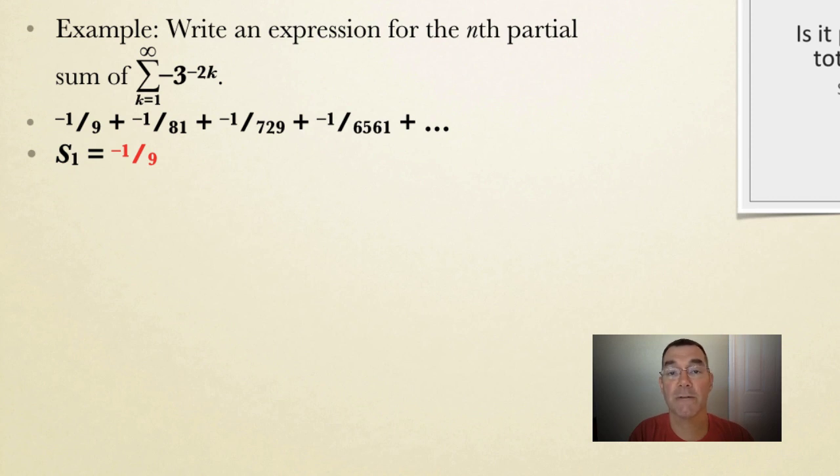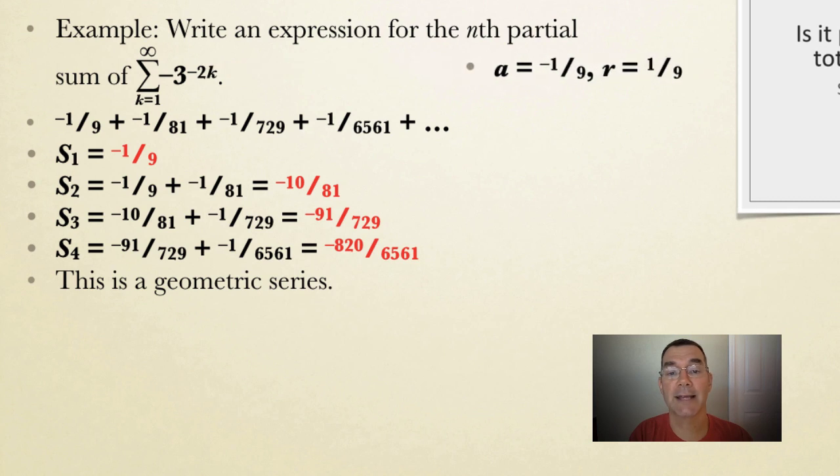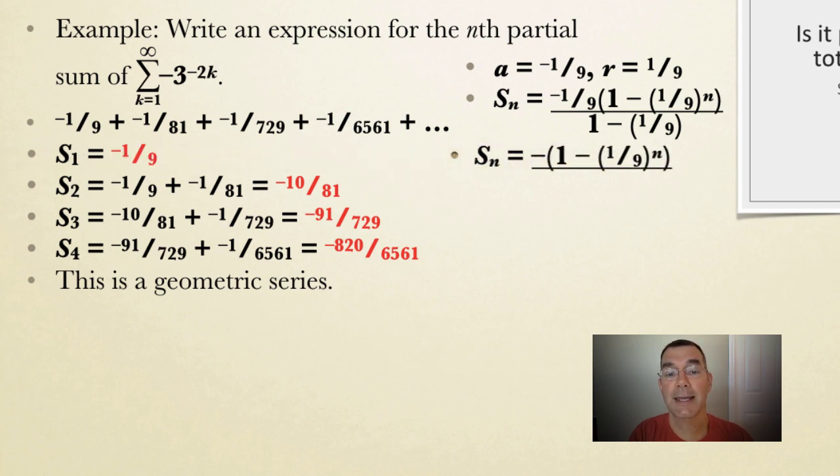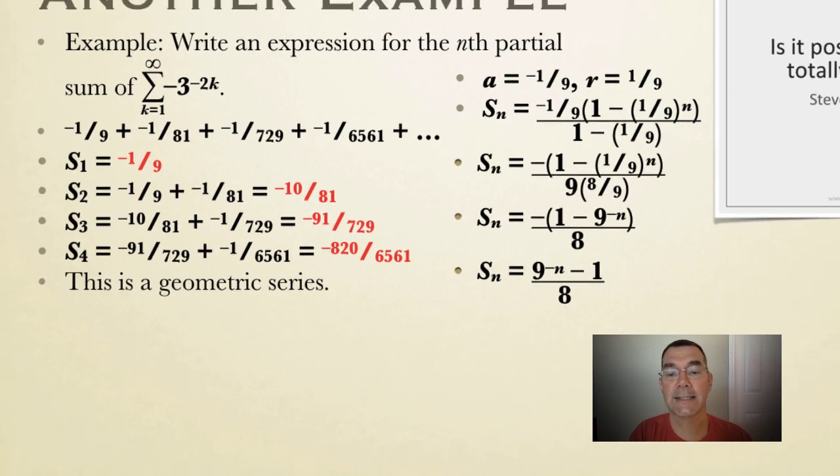So the first term, which is also the first partial sum, is negative 1/9. The sum of the first two terms would be negative 10 over 81, then negative 91 over 729, and then negative 820 over 6561. This is a geometric series where a is negative 1/9 and r is 1/9. That's for the sequence. So for the series, I use my sum of a geometric series, plug in my a value of negative 1/9 and my r value of 1/9, simplify, and I get that the partial sum is (9 to the negative n minus 1) all over 8.